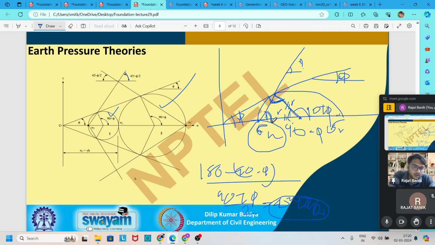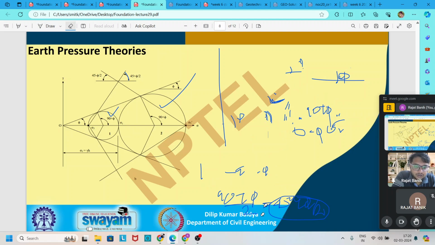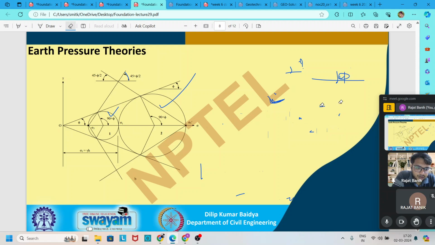So we find out that the failure surface angle, failure plane angle for active case is 45 degree plus phi by 2, which we calculated with the help of Mohr circle. In a similar way, we also calculate this for passive case, to find out the failure surface angle in passive case. So we again draw the Mohr circle.